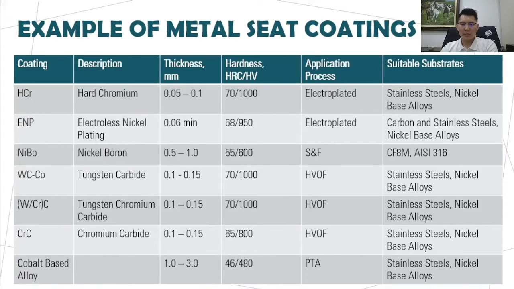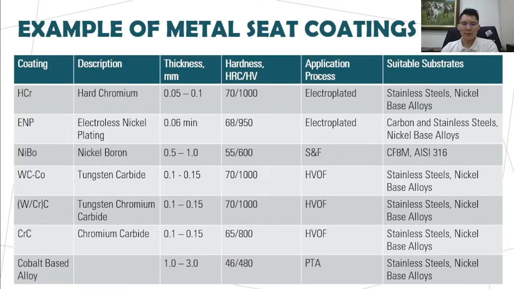The substrate or base material we can use is CFAM stainless steel and tungsten carbide. Tungsten carbide is an expensive one. The thickness for this coating will be 0.1 to 0.15. You can see the hardness value is very similar to hard chrome, so it's about HRC 70 and the HV is measured in 1000.